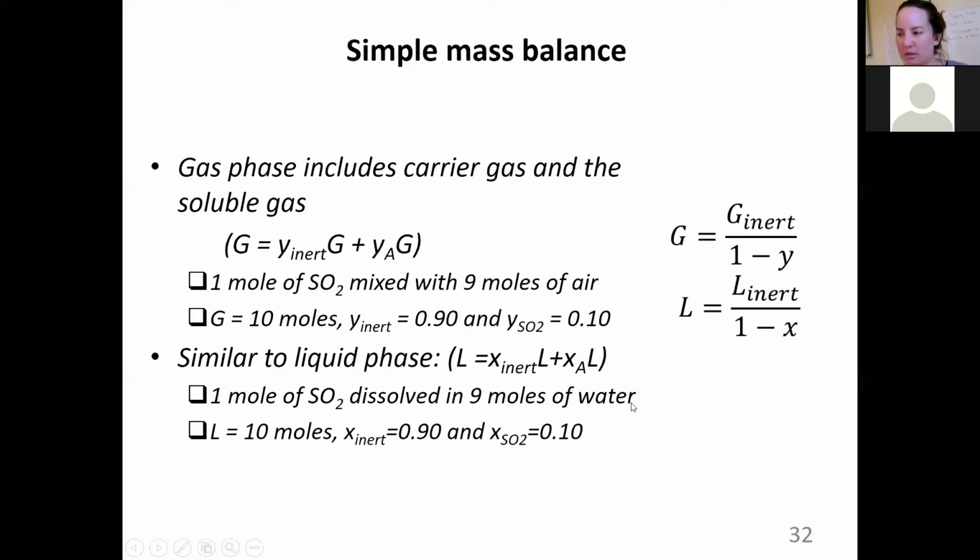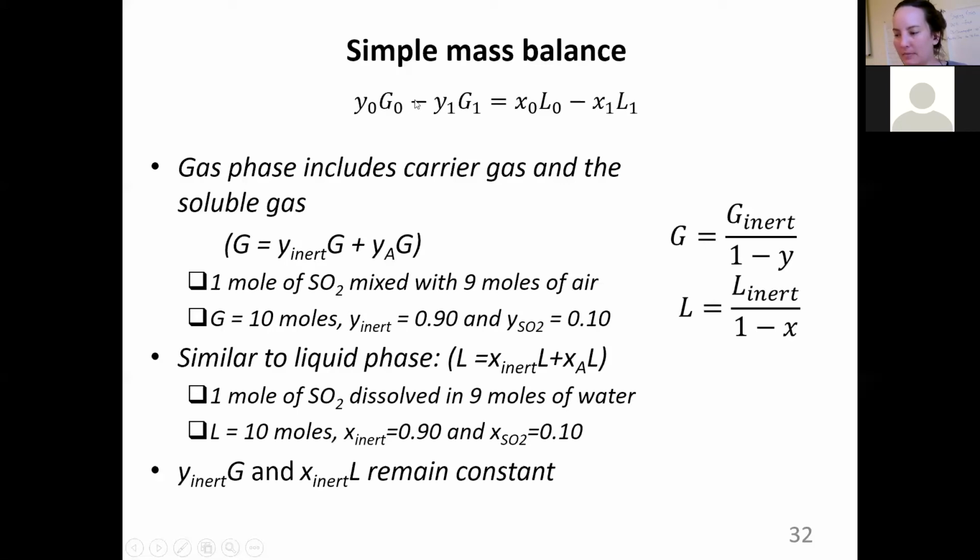So if you want to determine the total amount of the gas or the liquid, you can also rewrite it. So then the amount of inert material, it's not getting absorbed, it simply passes through the reactor. These remain constant. And so you can also write that this G is equal to the amount of inert divided by 1 minus Y, where Y refers to the concentration of SO2 or of the pollutant. And the same thing can be done for the liquid.